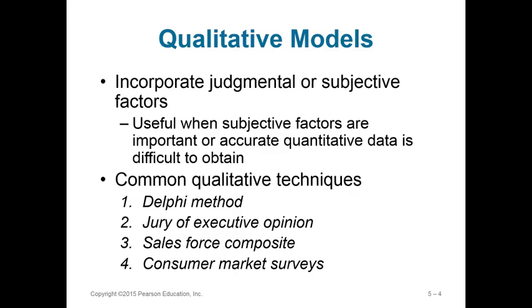So your qualitative models: Delphi method, jury of executive opinion, Salesforce composite, and consumer market surveys. These are ways that have been created to be able to take into account opinions as opposed to specific sales or weight of goods or something like that, to take opinions, which also are important. And so you'll see the Council of Economic Advisors for the president or for a governor might say, hey, this is where we think the economy is going to go. And so the executive would listen to what those opinions would have to say and be able to make some decisions from that.